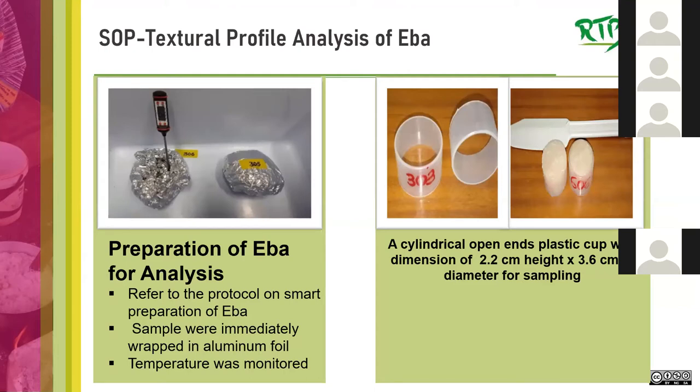The temperature was monitored, as we are seeing in this picture. And then we designed a cup so that we can have the same size of Eba when we want to test for the texture profiling of that Eba. They are cylindrical open-end plastic cups with dimensions of 2.2 centimeter height and 3.6 centimeter in diameter.